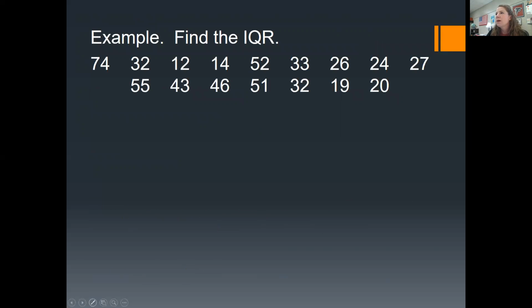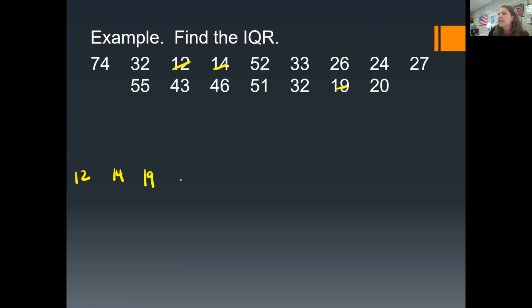All right, so we can put these numbers in order and figure out the median, the lower quartile, and the upper quartile. Let's do that real quick. And then I'm going to remind you that last week I showed you how to use a calculator to do this. Remember? All right, so the first thing we would do is put these in numerical order. So our smallest number is 12, and then 14, and then what, 19 maybe?